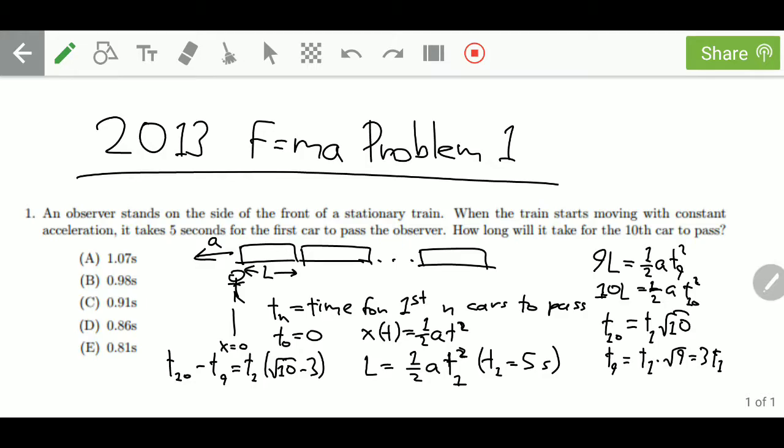If you want to be more precise, you can always just use your calculator, since of course a calculator is allowed on the test. So I'm going to do that right now. And so the square root of 10 is about 3.16228. And you can always subtract 3, multiply by 5 to get 0.8114 seconds, which is closest to 0.81 seconds. And so this is the answer.